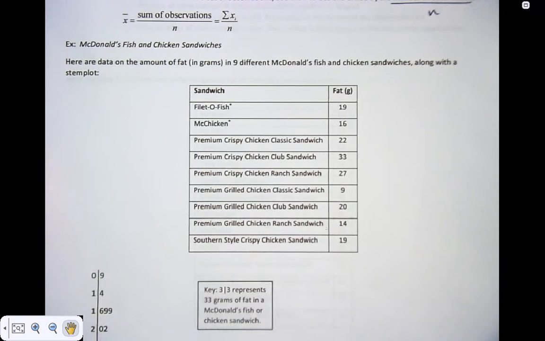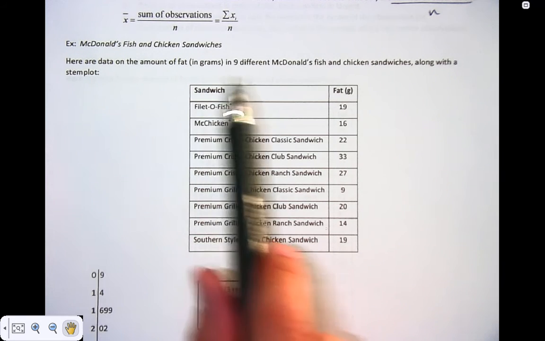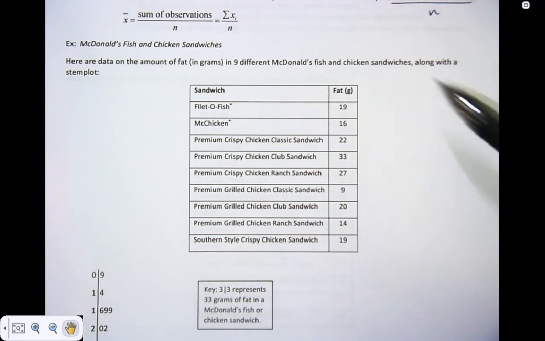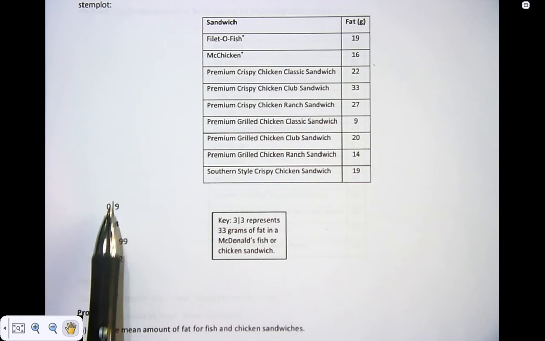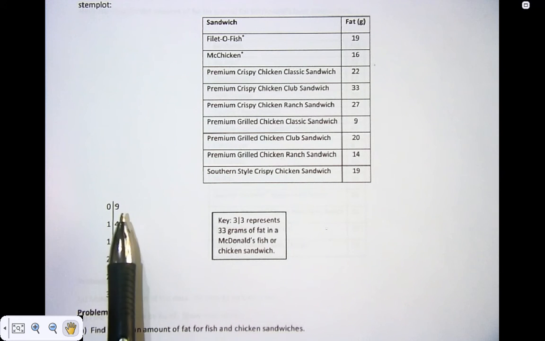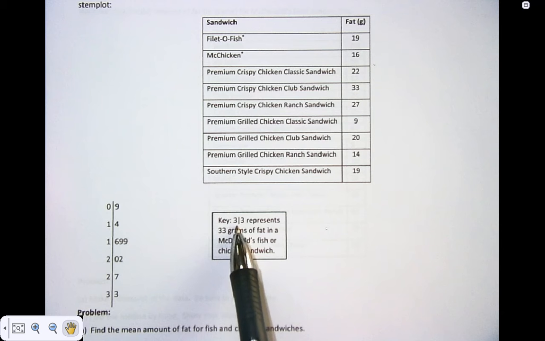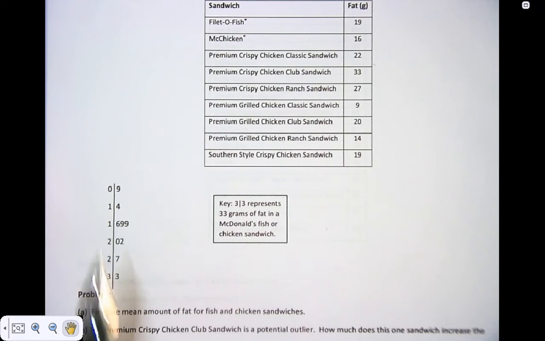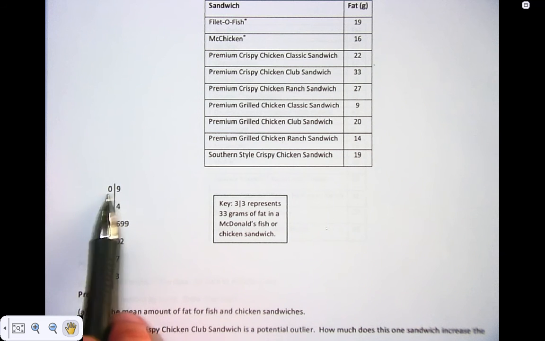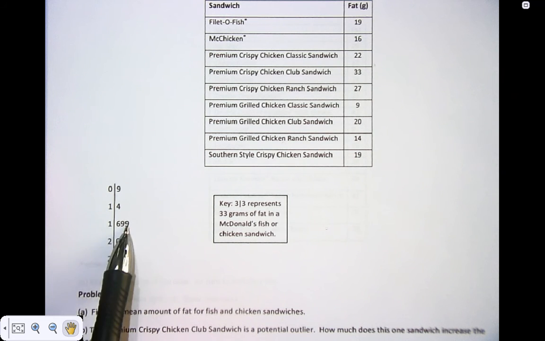Okay. All right. So this book talks about McDonald's fish and chicken sandwiches. It's got the data from the amount of fat in grams in 9 different fish and chicken sandwiches at McDonald's. And they have included down here a stem plot, or a stem and leaf plot with a key, that we talked about in our lesson. You have to make sure to have a key. So let's read what it says. It says 3 bar 3 would represent 33 grams of fat in a McDonald's fish or chicken sandwich. As you go through your stem plot here, you know this is 0, 9, so 9 grams, 14, 16, 19, 19, and so forth, up to a max value of 33.